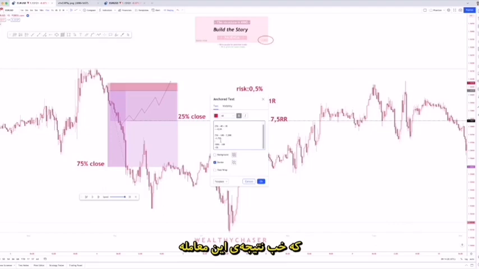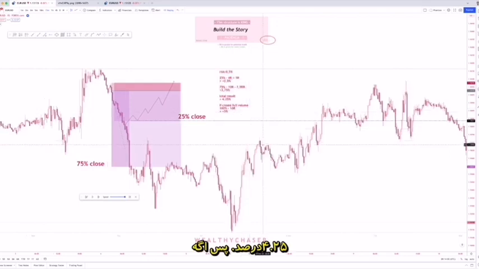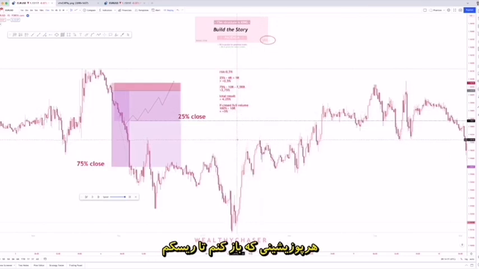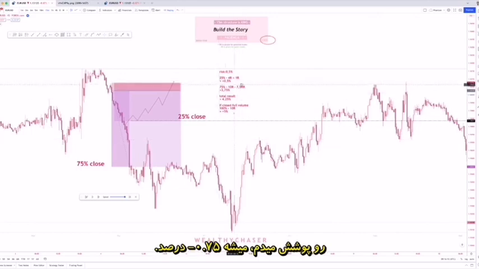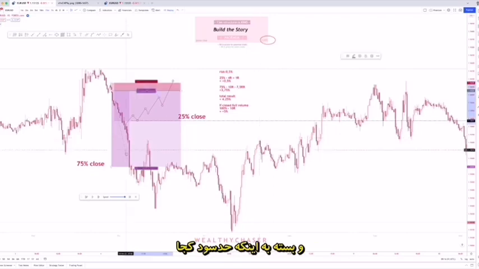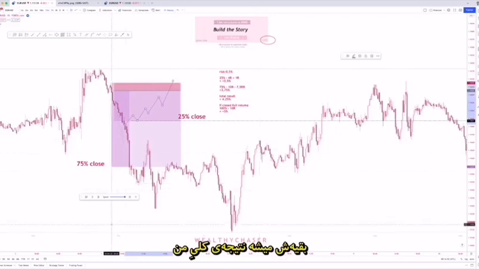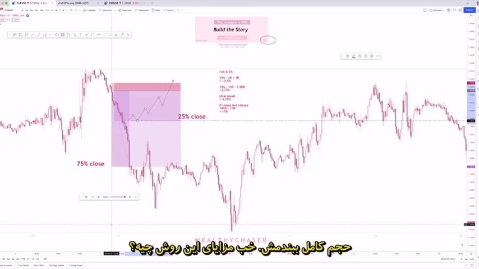So the result of this trade, instead of being 5%, will be 4.25%. So basically, every position I open, in order to cover my risk, it will always be minus 0.75%. And depending on how far the profit is, the less my total result is going to be if I close with full volume, right? What are the pros of this?